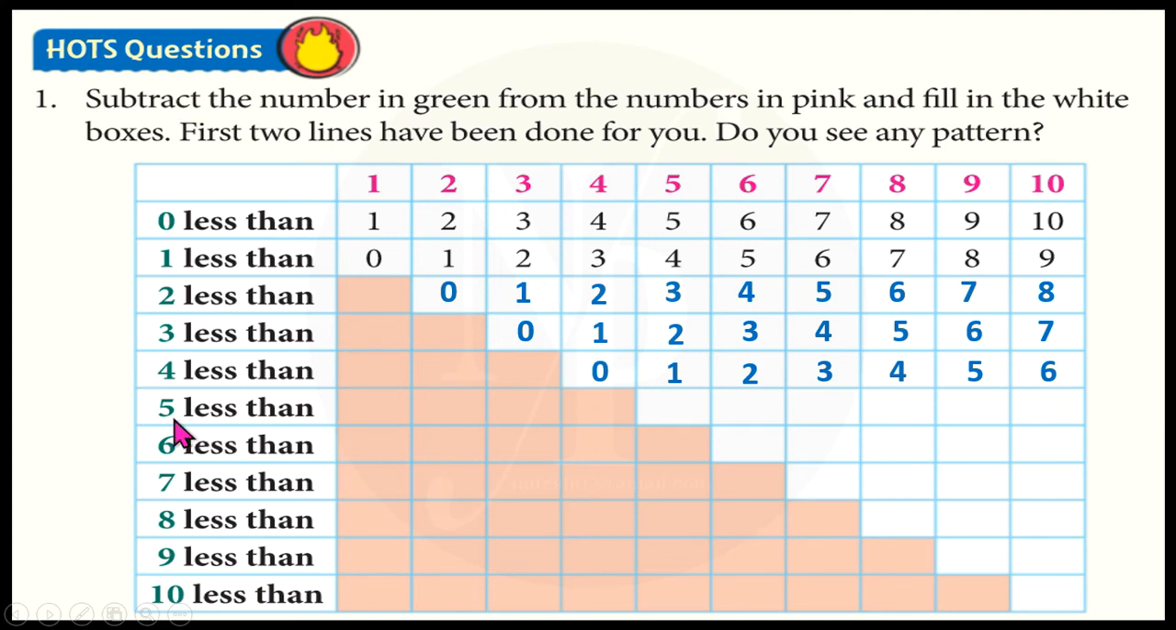And in the next row we have 5 less than. That means we have to subtract 5 from this number 5.